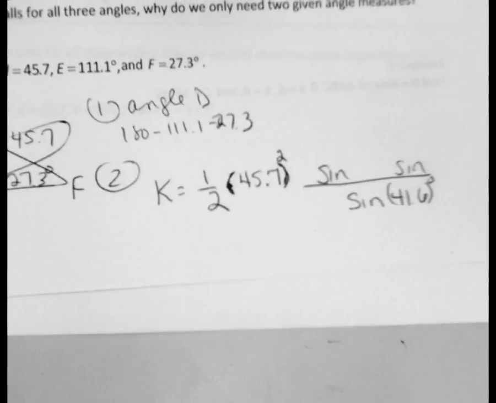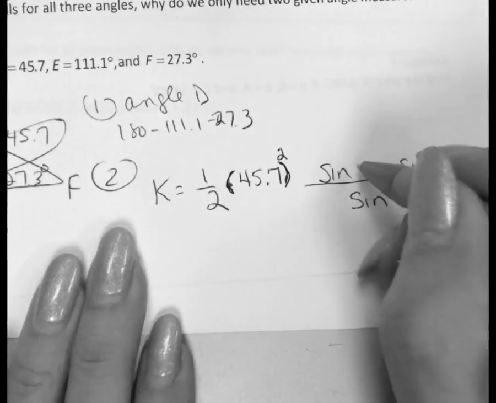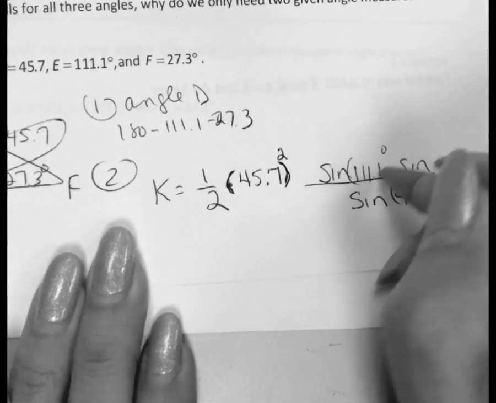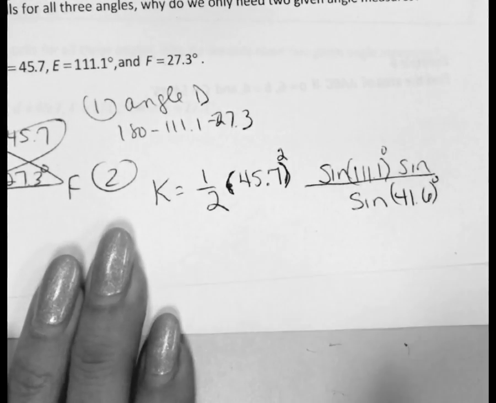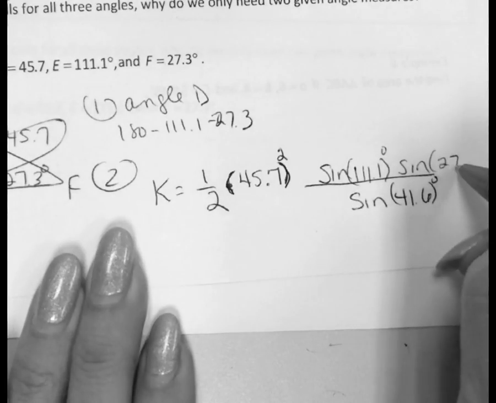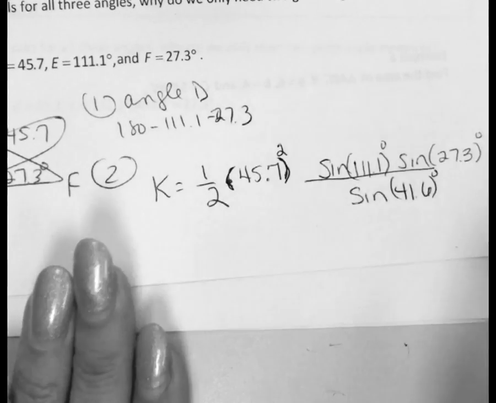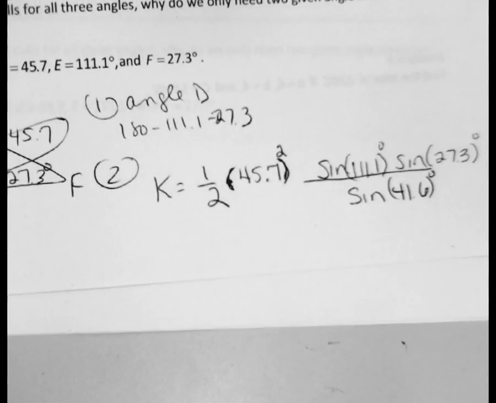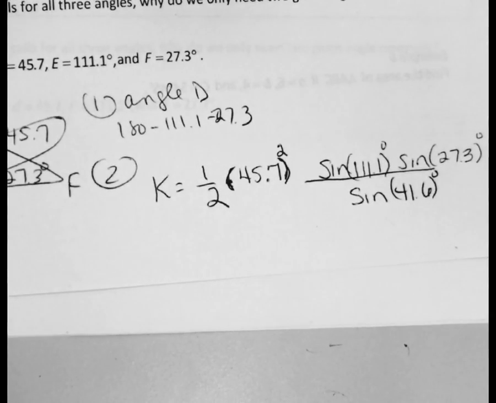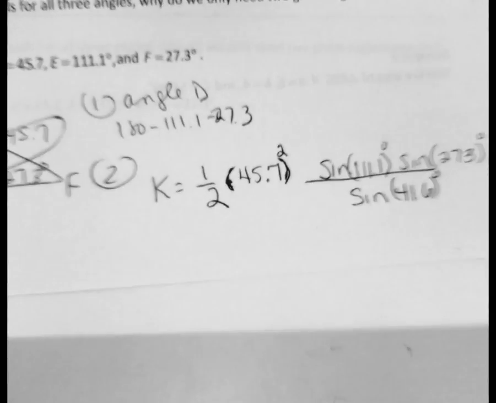So the other two, I don't care which one goes first. You can do 111.1 first. Just make sure there's parentheses around that. And then there is 27.3. Wait, how do you know which one goes on the bottom? The one that's across from the side that you used. So if 3 sides are given, you just pick any of the sides, square it, and then divide by the angle across from it. So you can be given more than one side. You can pick any side, but we only know one, so we have to use it.